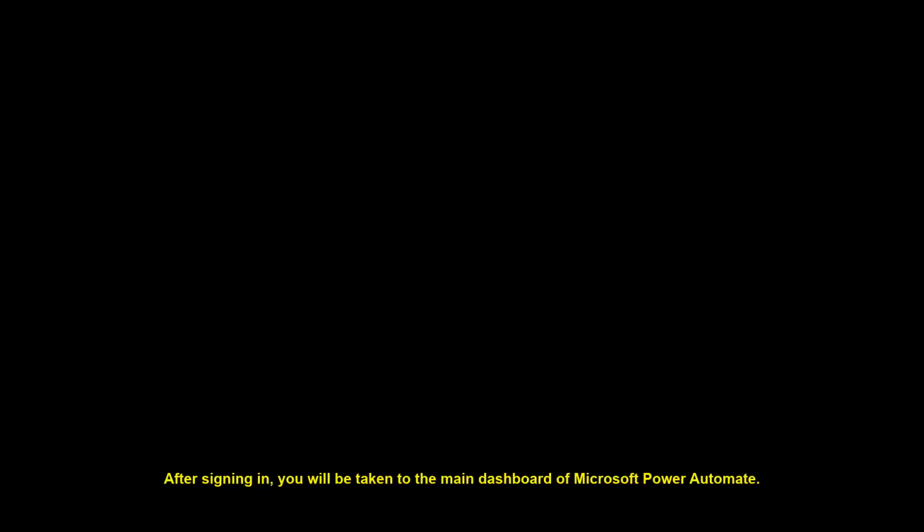After signing in, you will be taken to the main dashboard of Microsoft Power Automate. From the dashboard, look for the Approvals tab on the left side menu. Click on the Approvals tab to access all your approval requests and reminders. You can create a new approval request by clicking on the New Approval button. Fill in all necessary details for your approval request. Once finished, click on the Send button to forward your request.